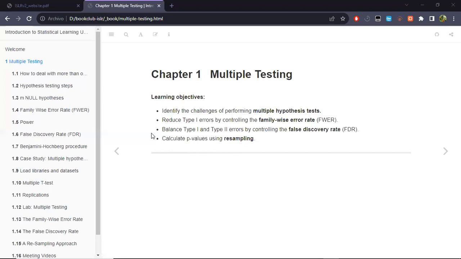The main objectives of this chapter are to identify the challenges of performing multiple hypothesis tests, and with that in mind, also to control the type 1 and type 2 errors. And then in the last part, we also take a look at another way to calculate p-values, not using theoretical distributions for the test statistic, but another method that seems to be more modern, more commonly used for big data sets, and that is going to be a case of resampling.